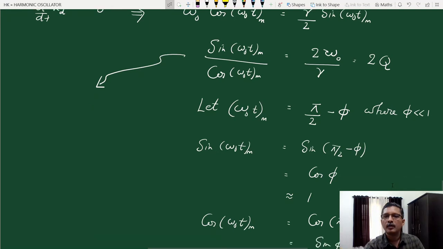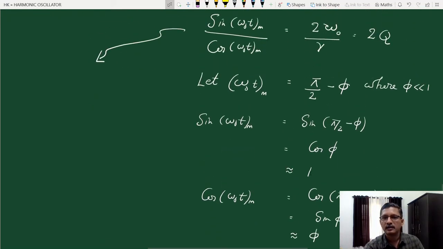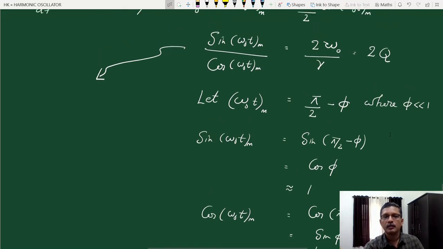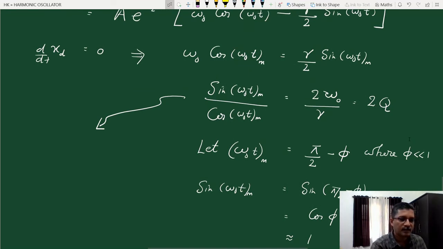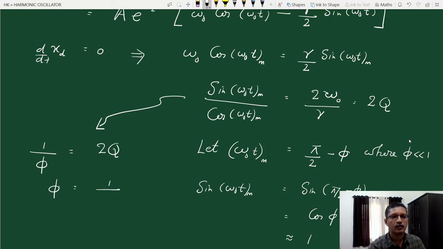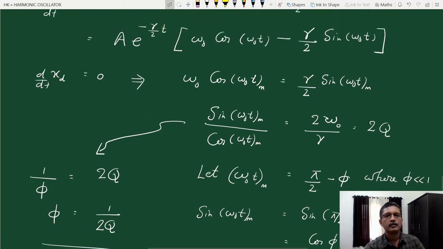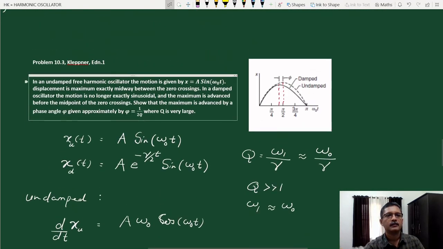Okay, now the numerator is approximately 1, and the denominator here is cos omega 0 t m, which is approximately phi. So the left hand side we can rewrite as 1 by phi. This 1 by phi is equal to 2Q, which means the difference phi is equal to 1 by 2Q. So that proves our result. Okay, we had to show that the difference in the phase is 1 by 2Q. So we have got that result.